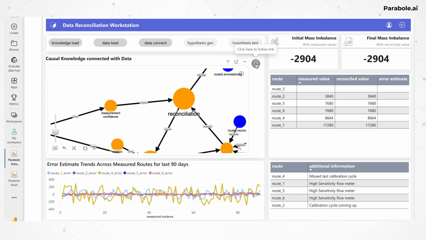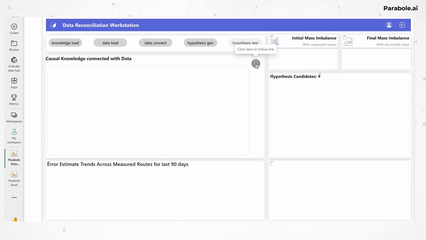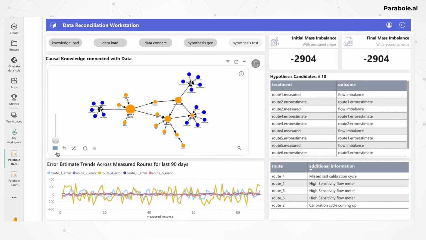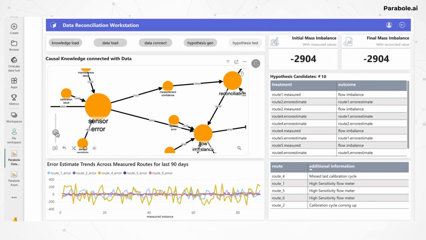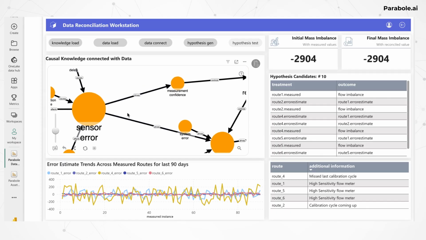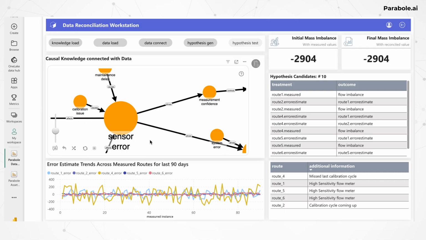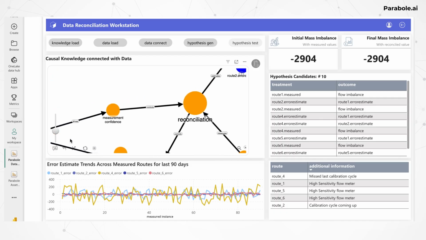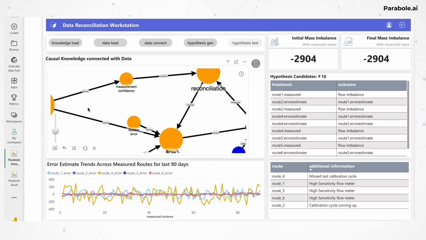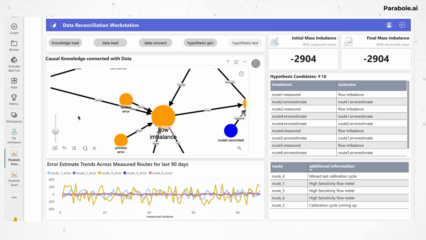Now, the mass balance application agent autonomously generates potential hypotheses that could be causing the imbalance. It then quantifies the individual effects of these hypotheses on the actual imbalance. The hypotheses identify the causes and effects of process, system, control, and sensor errors driving the imbalance. For instance, they reveal the role of sensor calibration and maintenance in measurement confidence, which directly affects the reconciliation process and adjusts the flow imbalance. Wonderful. So we have several hypotheses.